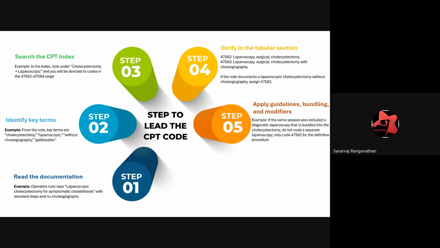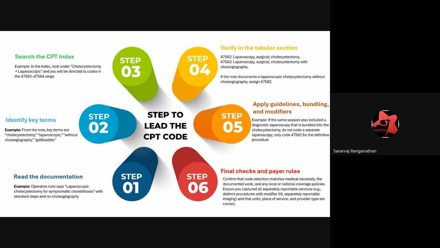Then I need to apply the required modifier. Finally, I need to append the codes. Finally, check for the pair rules and append the codes. Okay, these are the 6 steps for identifying and routing the codes in the CPT book. So this is a general introduction on the book.